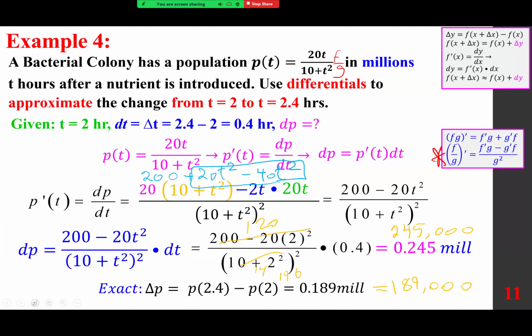189,000. And by any chance, if anybody says there is a discrepancy, and there should be, is there a huge discrepancy? It depends on the ratio. If dt is very small compared to t, we get a better approximation.